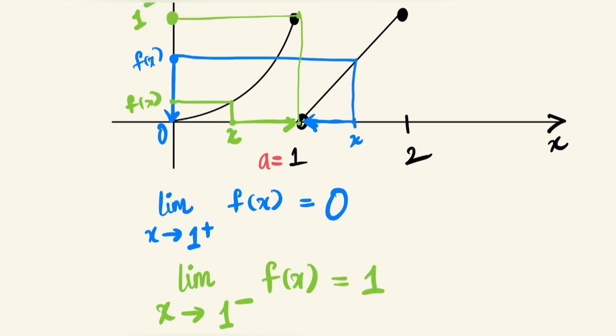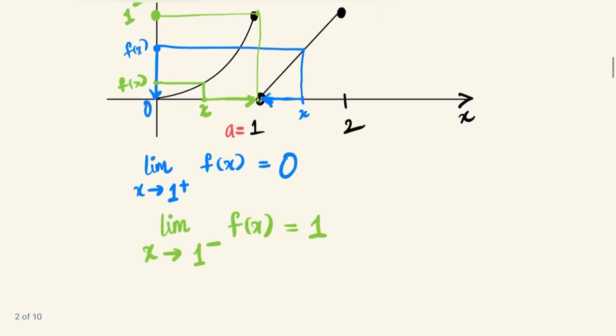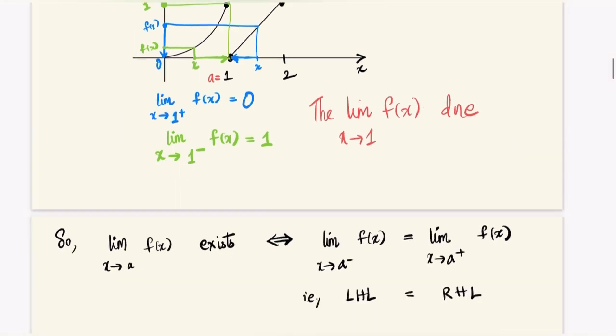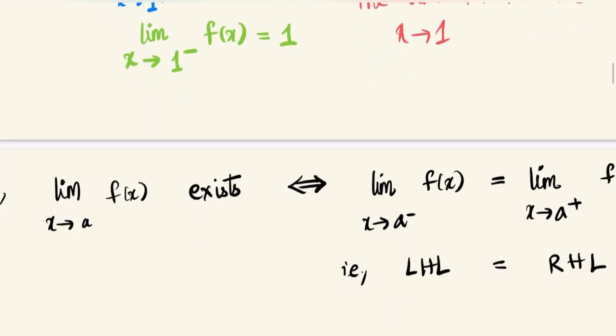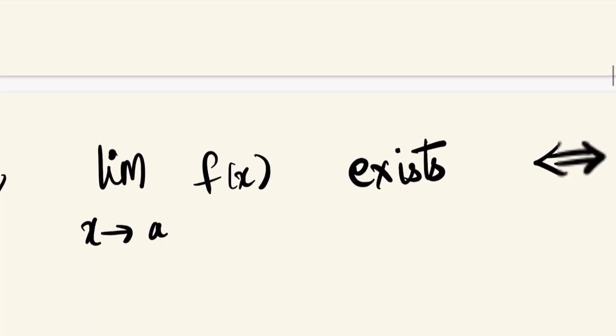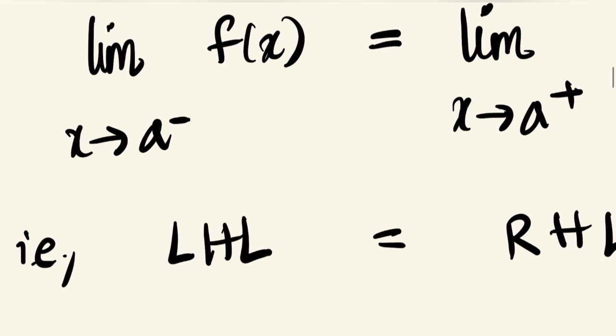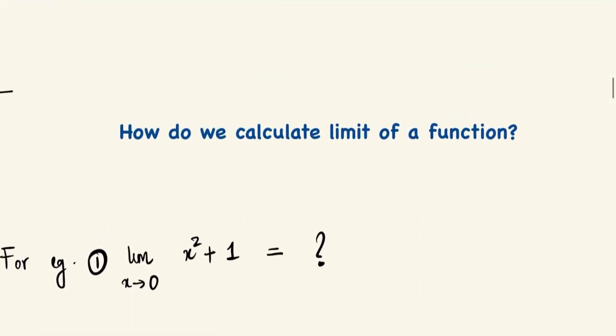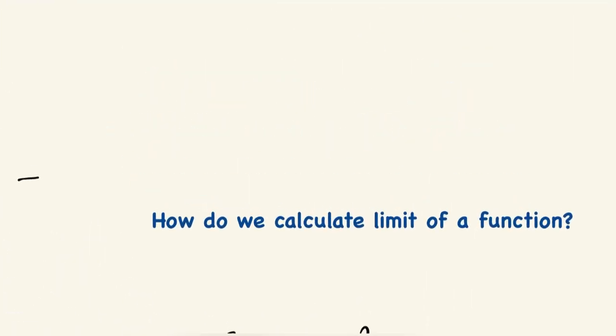So I can see that there are two different limits of this function when x is approaching 1 from the right-hand side or the left-hand side. In this case, I say that the limit does not exist. I say that the limit as x tends to 1 of f(x) does not exist. So the moral of the story is: the limit of a function as x approaches a particular number exists if and only if the left-hand limit is equal to the right-hand limit. Please remember this.